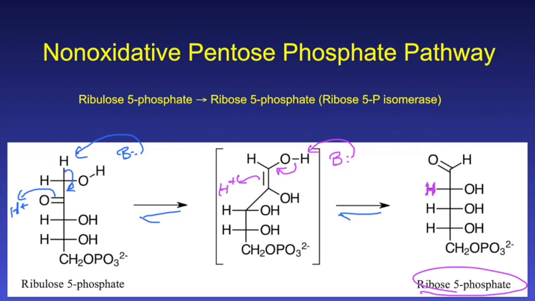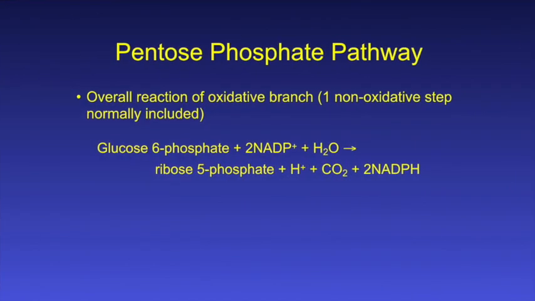Now, ribose 5-phosphate can be used to create DNA. Can it be used in this form to create DNA? Do you see ribose like this? No, it can cyclize. Okay, and most of the ribose is found in a cyclized form. All right. So we can say that from glucose 6-phosphate we will create 2 NADPHs, 1 ribose 5-phosphate, plus a CO2 and a proton.